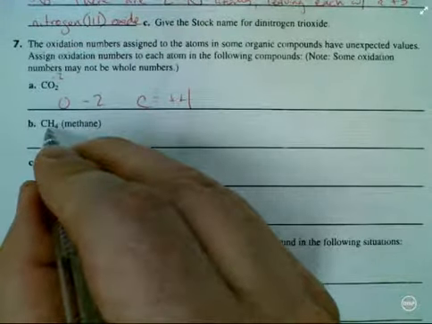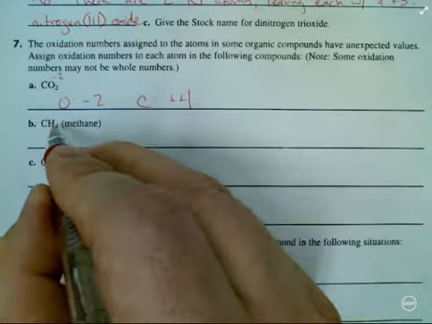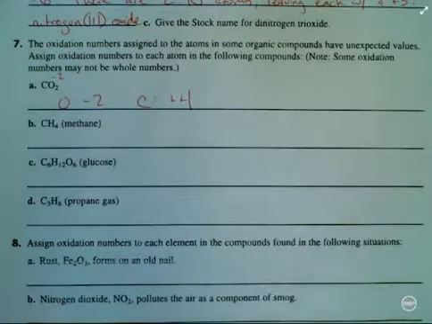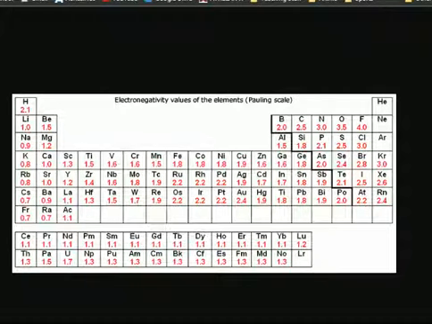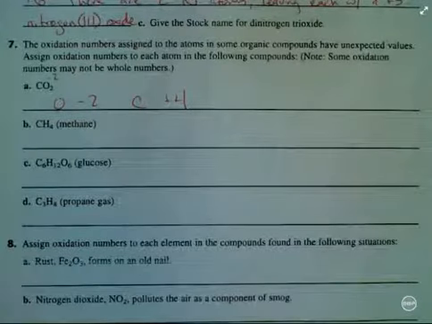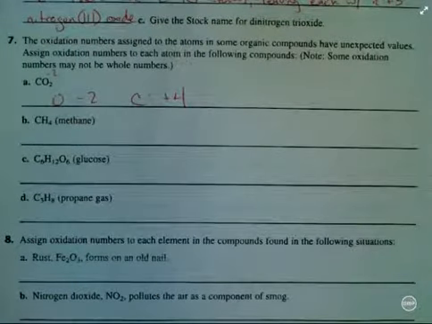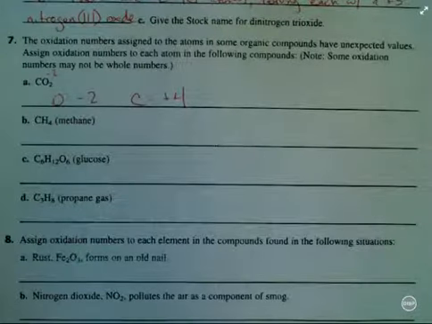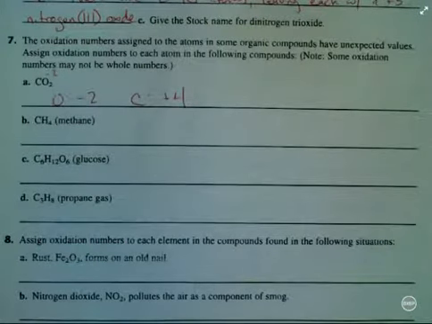Looking at methane here, again, hydrogen's listed second. But that's really more of a convention because it's an organic molecule. They list the central atom first when you're talking about organic molecules. So we look at carbon on the Pauling scale, 2.5, hydrogen 2.1. That means that carbon is more electronegative than hydrogen. That means that carbon's going to be pulling on those electrons more strongly, meaning those electrons are going to be closer to carbon. So it's going to be carbon with the negative oxidation number.